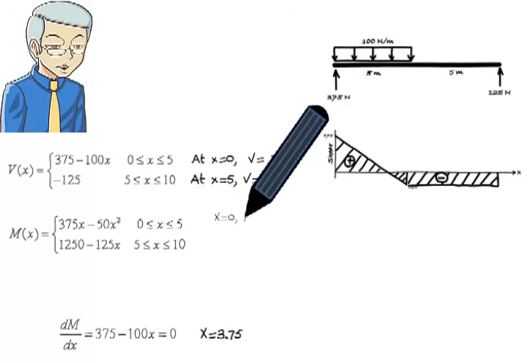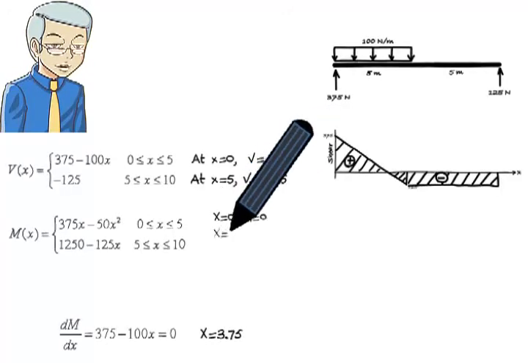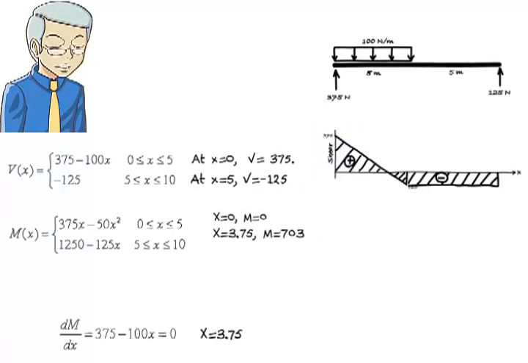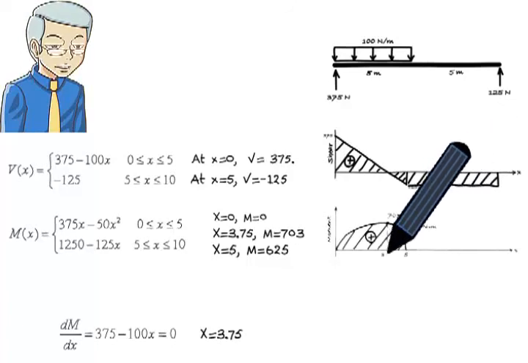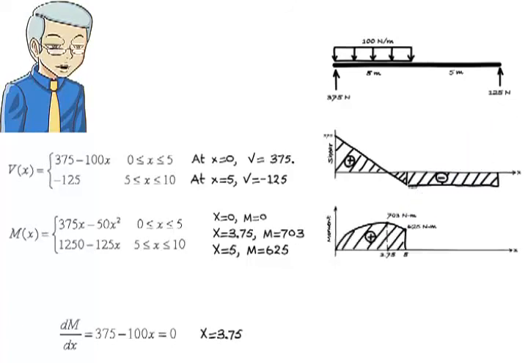At x equals 0, we have M equals 0. At x equals 3.75, we have M equals 703. And at x equals 5, M equals 625. Here is the graph of the quadratic equation. Since the diagram is above the x-axis, moment is considered positive in the region between 0 and 5.